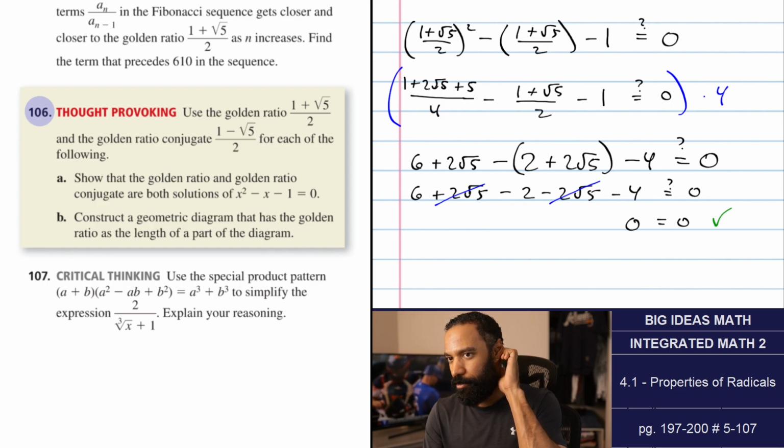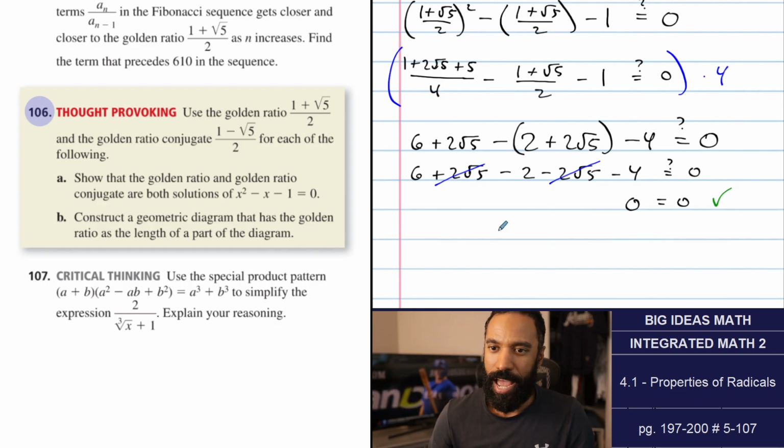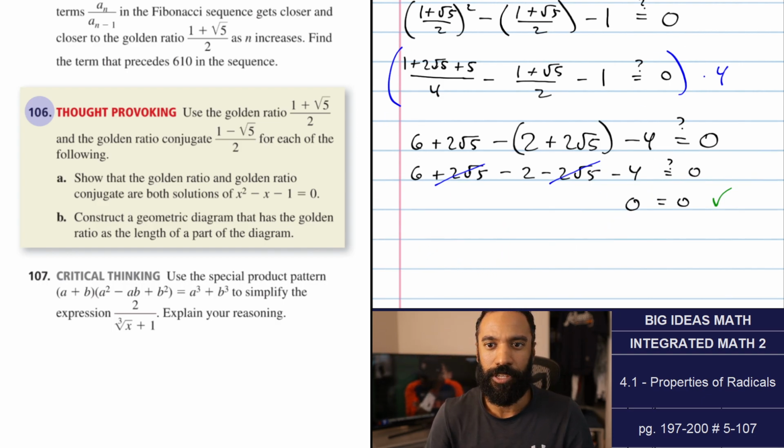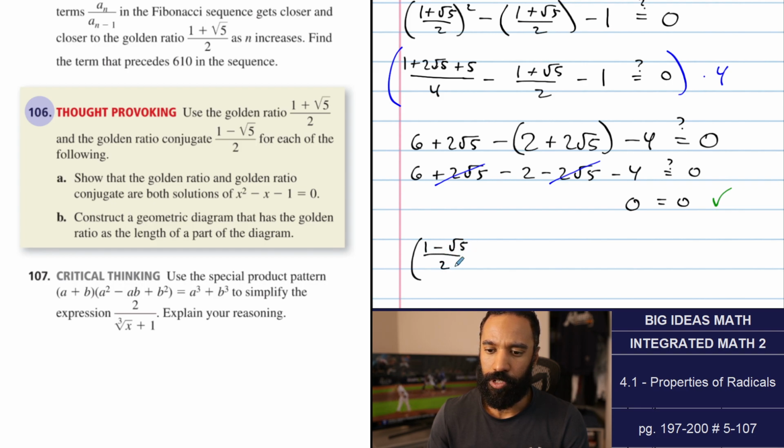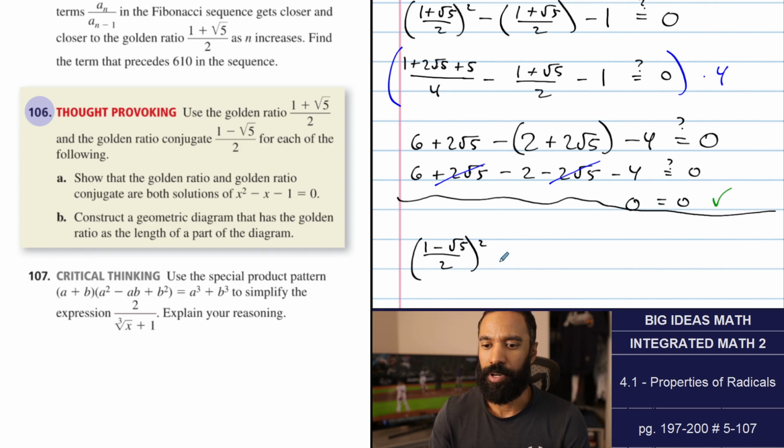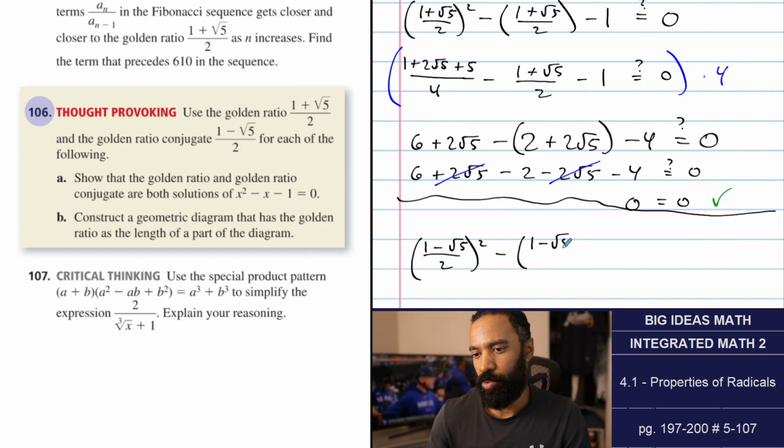Okay, I got to do the same thing for the other one. I imagine I can just use some of the values here and just change their signs, because everything else will be the same. So I get 1 minus root 5 over 2 quantity squared. So that was the first one. Here comes the second one. 1 minus root 5 over 2 quantity squared minus 1 minus root 5 over 2 minus 1 equals 0.